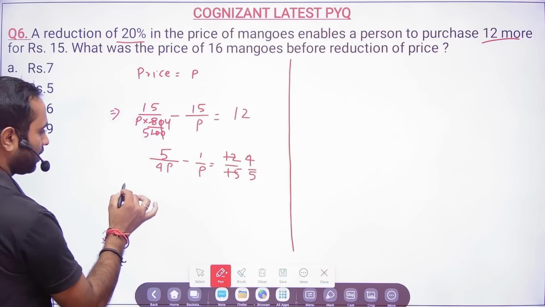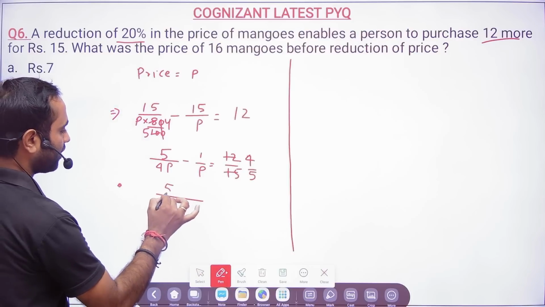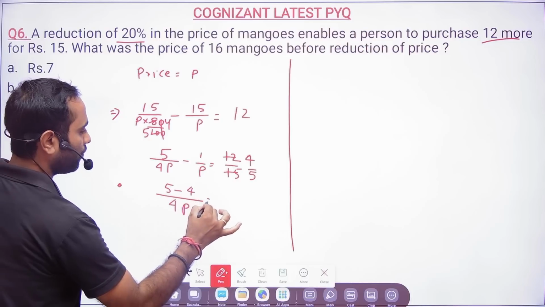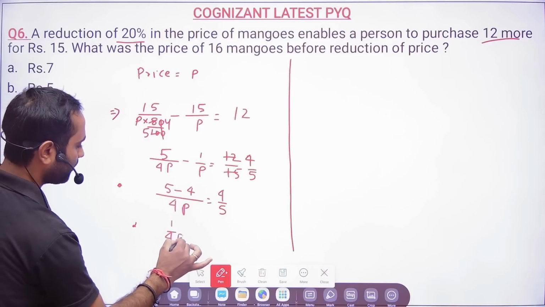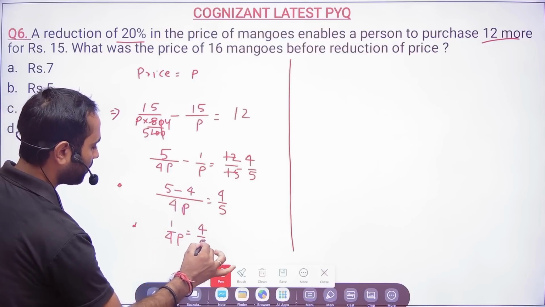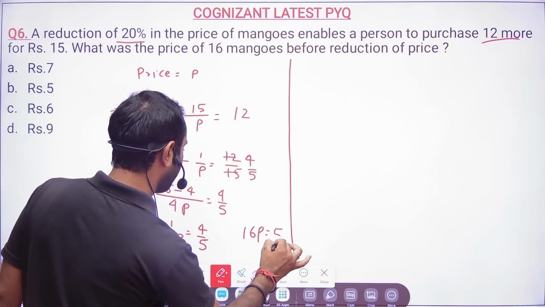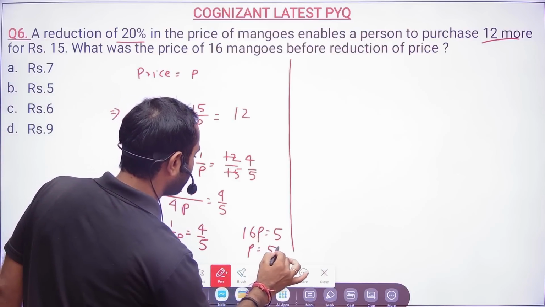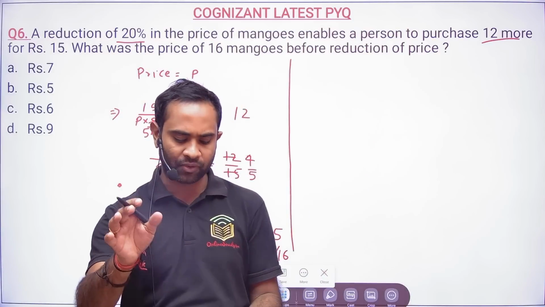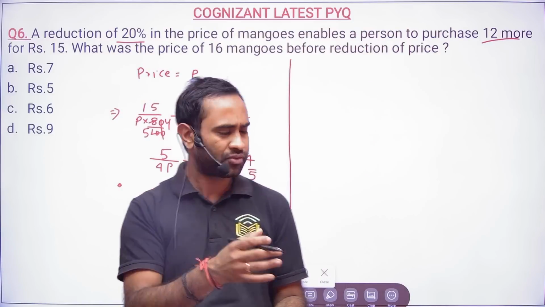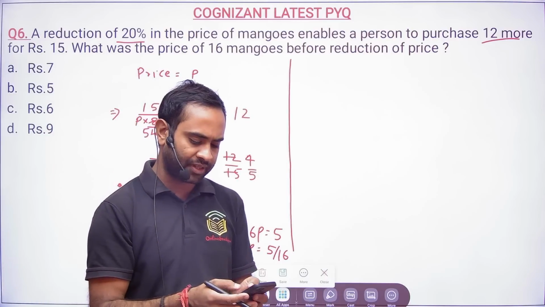Now 4P, so take LCM, and this is 5 minus 4 times P, equal to 4 by 5. So 1 by 4P is equal to 4 by 5. Here 16P will be equal to 5, and P will be equal to 5 by 16. So 5 by 16. Definitely I am going to use the calculator here. You do not have to use it. I am going to tell you the shortcut methods, but right now I am going with the process.